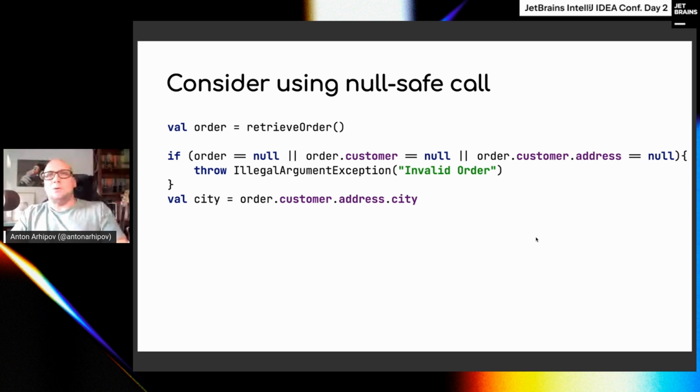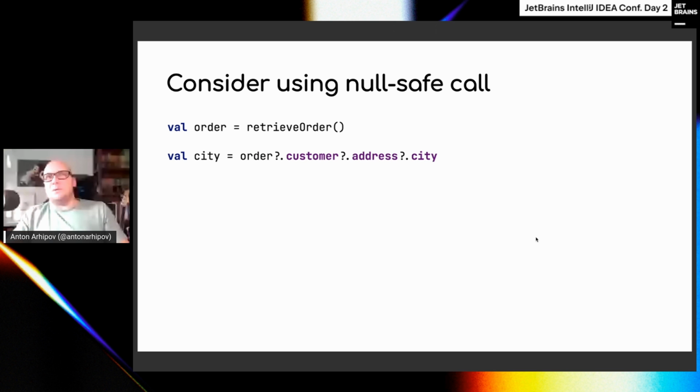So we retrieve the order, and we need some property in that order. The order itself is an object graph, so we need some property deep down in that object graph. So we need a customer, we access the address of the customer, and then we need a city. And well, in Java, I would express it like this. Even though it's a Kotlin syntax, it's basically the way you would do that in Java.